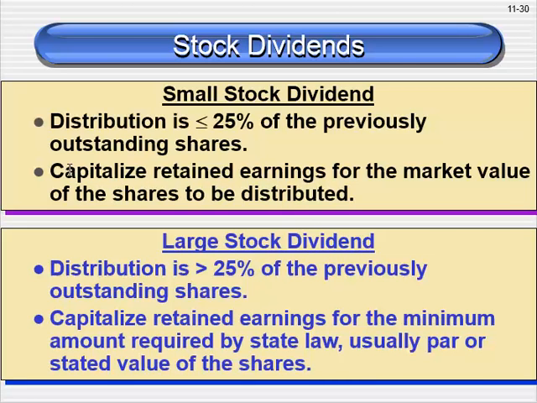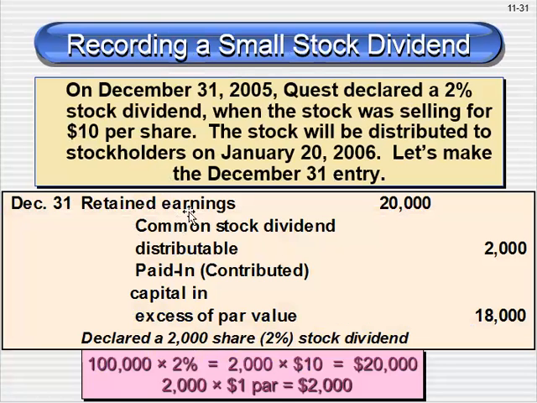If it's a small stock dividend, we capitalize retained earnings for the market value of the shares to be distributed. If it's a large stock dividend, we capitalize retained earnings for the minimum amount required by state law, which is usually par or stated value. So let me run through a couple of examples to show you what that looks like.